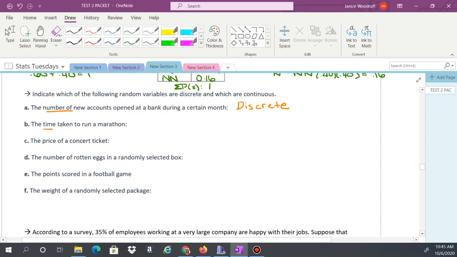Time taken to run a marathon, time is continuous. Price of a concert ticket, price is going to be continuous. Number of rotten eggs in a randomly selected box, discrete. Points in a football game, that is going to be, yes, discrete. Okay, so points are a number of, there's 2 points, 7 points, 6 points, 3 points, increments, if you're looking at a football game. Weight of a randomly selected package, continuous, good.